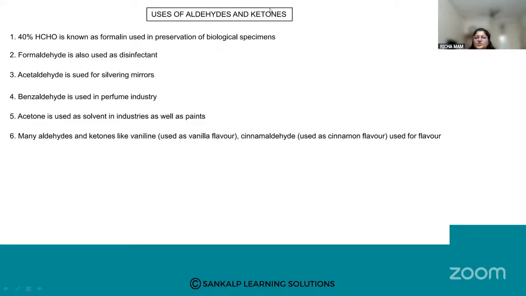So what are the uses of aldehydes and ketones? 40% formaldehyde is known as formalin, used as a preservative of biological specimens. You might have seen in the biological lab, there are different specimens. How are these specimens still like that? Because you are using formalin, the biological specimens remain as they are, they do not get spoiled or give any bad smell. Formaldehyde is also used as a disinfectant.